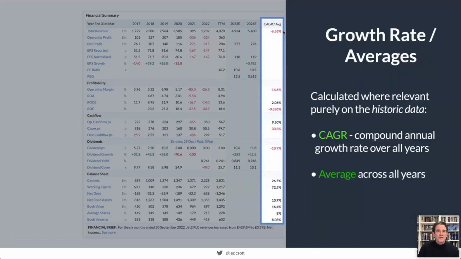We also have a little growth rate column here, which shows you the compound annual growth rate over the 6 historic years where necessary. And in some of these, it will show an average. So for example, on the profitability measures, it shows an average, and that's quite valuable.